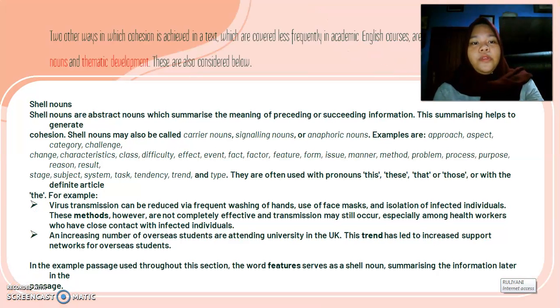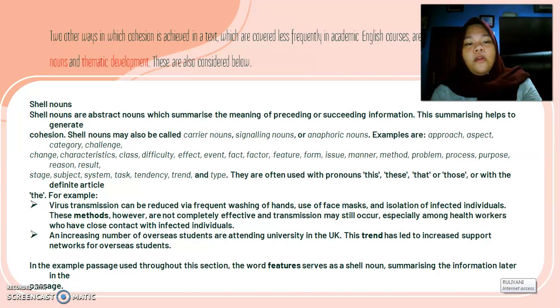Two other ways in which cohesion is achieved in a text, which are covered less frequently in academic English courses, are shell nouns and thematic development. They are also considered below. Shell nouns. Shell nouns are abstract nouns which summarize the meaning of preceding or succeeding information. The summarizing helps to generate cohesion.